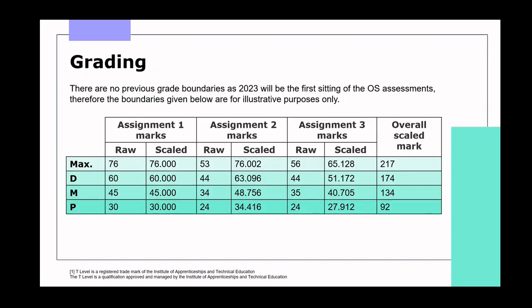That's probably easier just to look at in terms of how this would work in grading. So the assignments are graded pass, merit and distinction. And the very first sitting is the first time they have been sat, so there are no previous grade boundaries. So these ones are not based on any real data, just for illustrative purposes only.